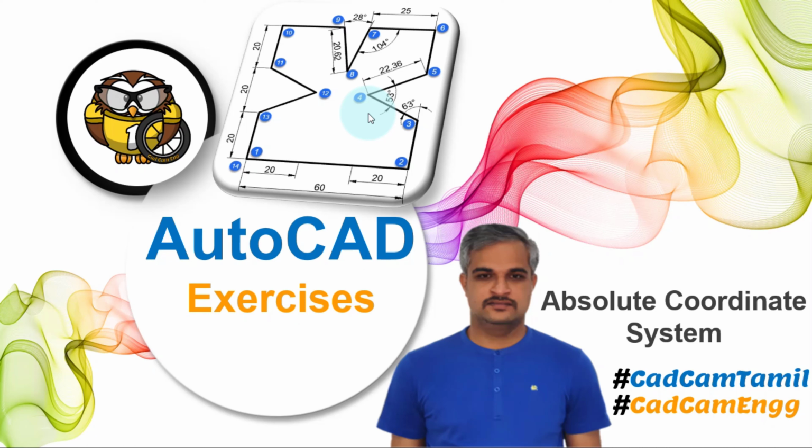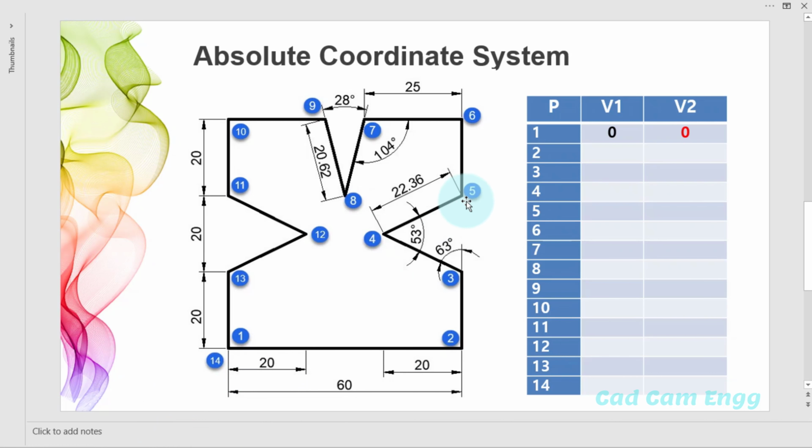So this is our drawing. Here we have 14 points, starting from 1, 2, 3, 4, 5, 6, 7, 8, 9, 10, 11, 12, 13 and 14. We have the tabulation, and here we want to fill in the values. The starting point is the first point, and I give 0, 0. After that we want to find the other points.